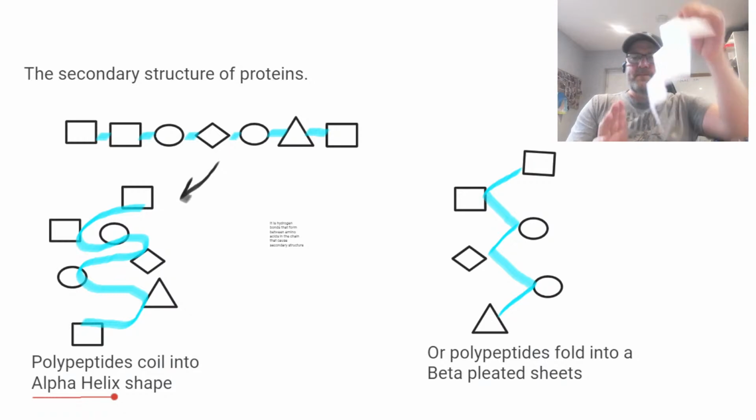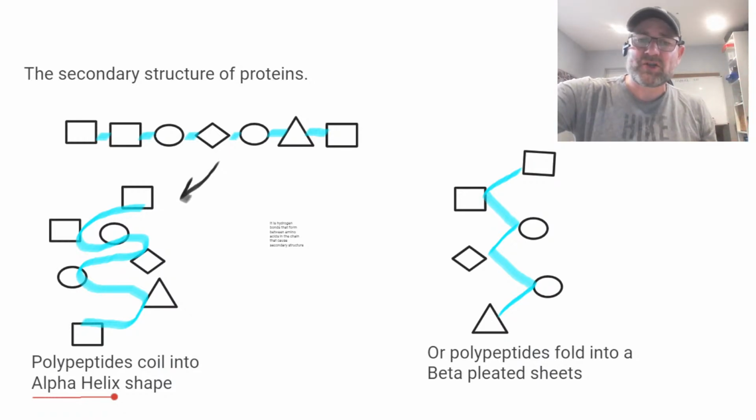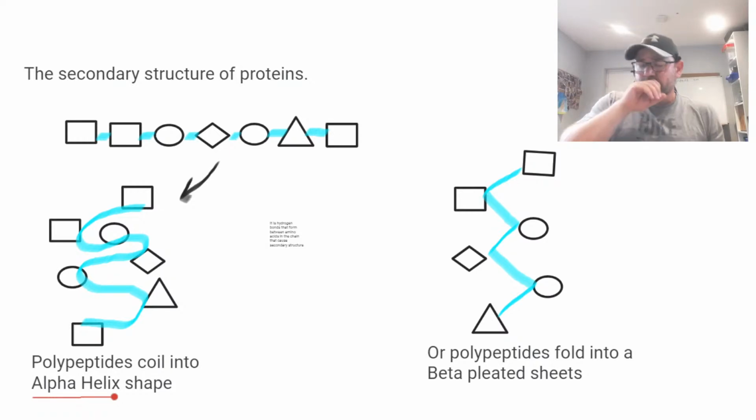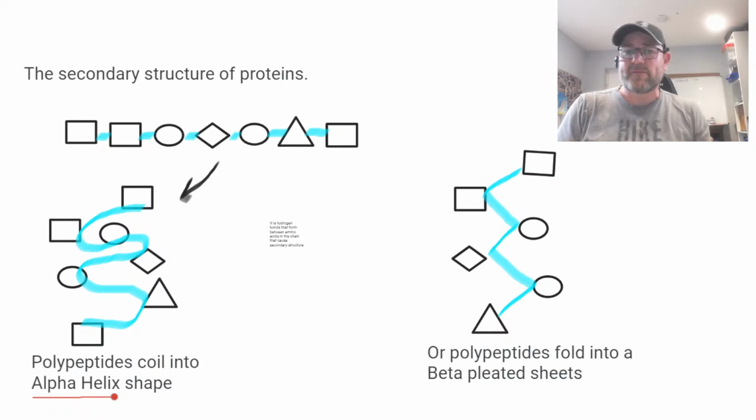So how do they know which shape to go into? Well, they don't. It depends on the hydrogen bonding that forms between the different amino acids. We have something that you'll learn about later called hydrogen bonding, and it's a kind of intermolecular force. So it's a weak force between different amino acids. It's not quite a bond.